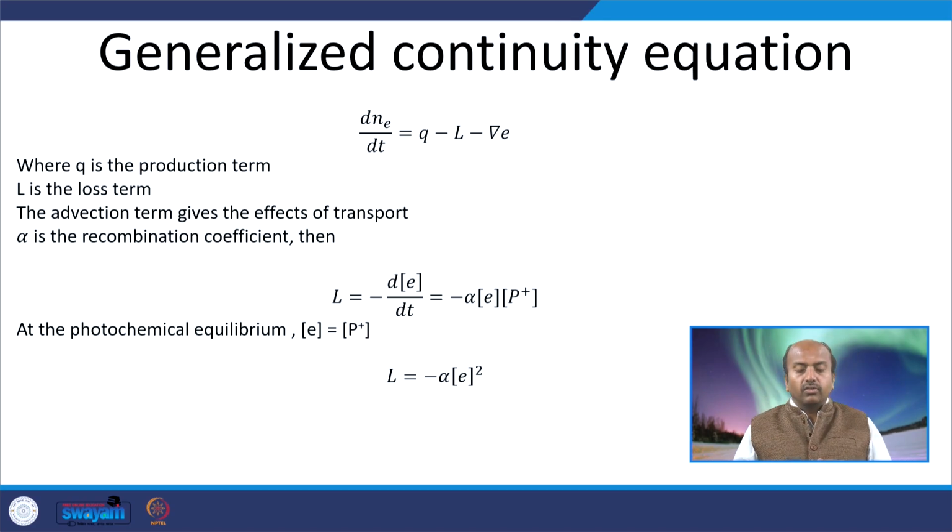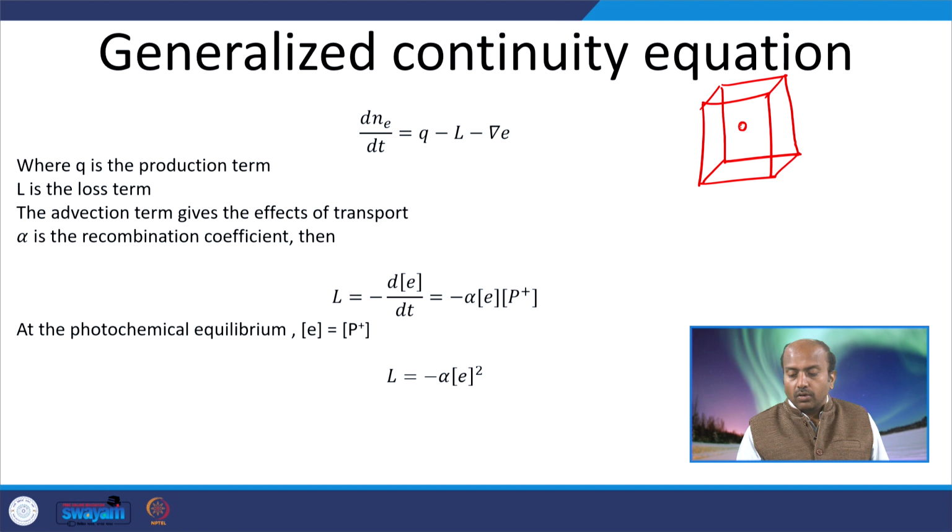So, the generalized continuity equation can be written as dNE by dt is equal to Q minus L minus del NE. So, let us say we are talking about a small control volume, or a small cube, which is in the ionosphere. Okay. The rate at which the number of electrons within this control volume is changing with respect to time becomes equal to the rate at which they are produced inside. Solar radiation is falling, let us say. The rate at which they are produced and the rate at which they are lost by recombination, it should be minus, right.